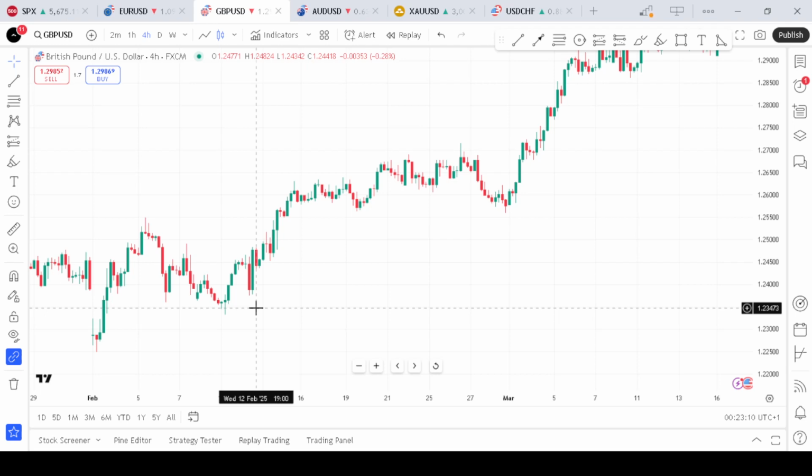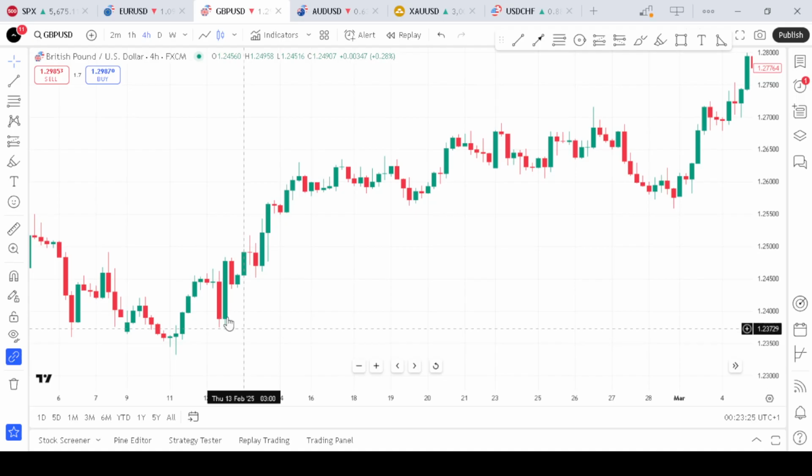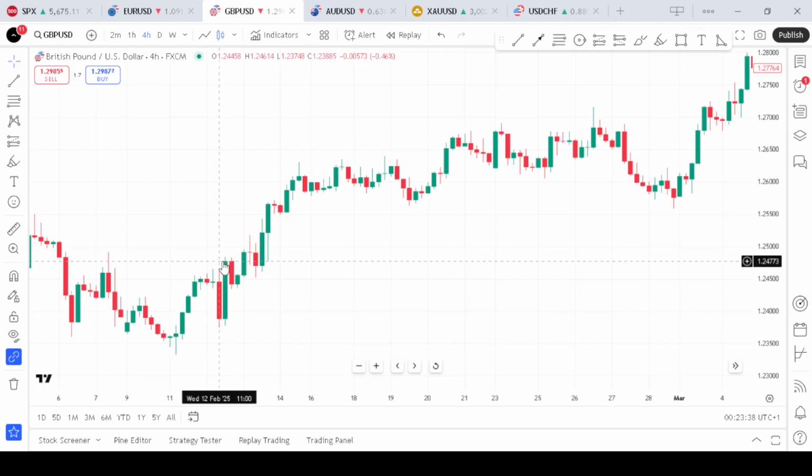The anatomy of the candlestick is simple yet informative. The main body, or the real body, shows the range between the open and the close. If the closing price is higher than the opening price, the body of the candle is typically green. Conversely, if the closing price is lower than the opening price, it is typically red.